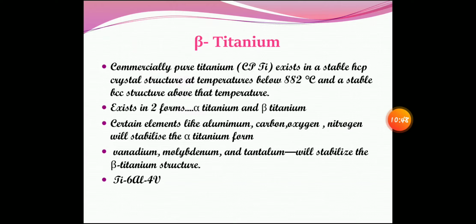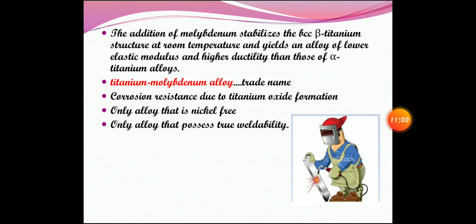in alpha or beta. As we already know, there are phase transformations in most of the metals we have read till now. There is no austenite and martensite here. We will be dealing with alpha and beta forms here. So beta titanium is more preferable to the alpha titanium. Why? Because the addition of molybdenum in the beta titanium at room temperature yields a lower elastic modulus and higher ductility than that of the alpha.